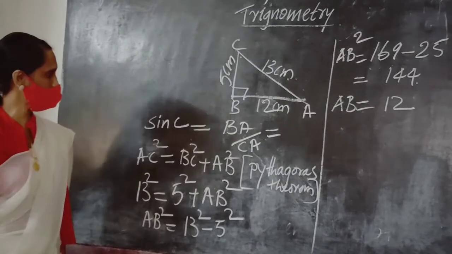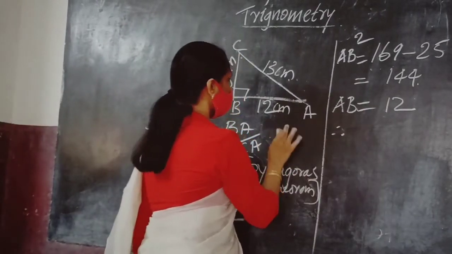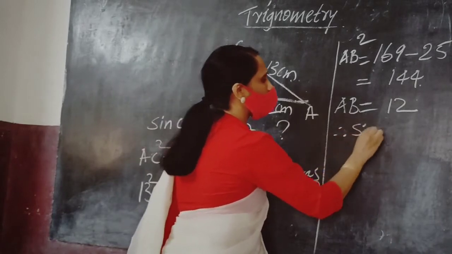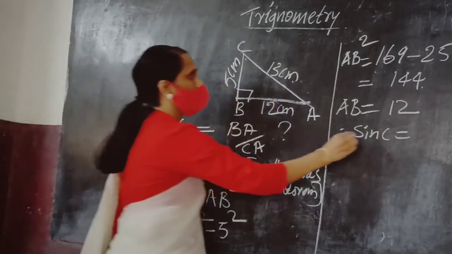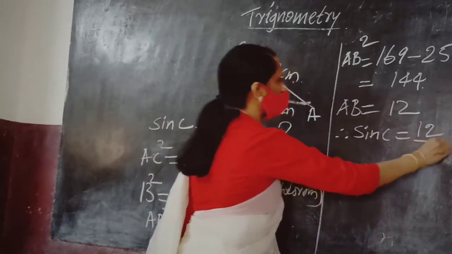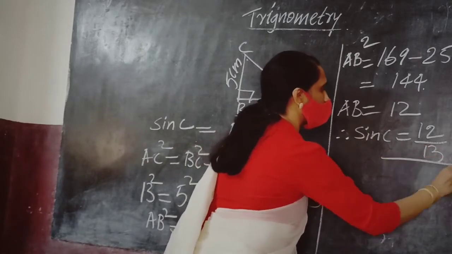So now you see, we want sine C. So therefore, sine C is equal to BA. What is BA? 12 by AC equal to 13. This is the answer.